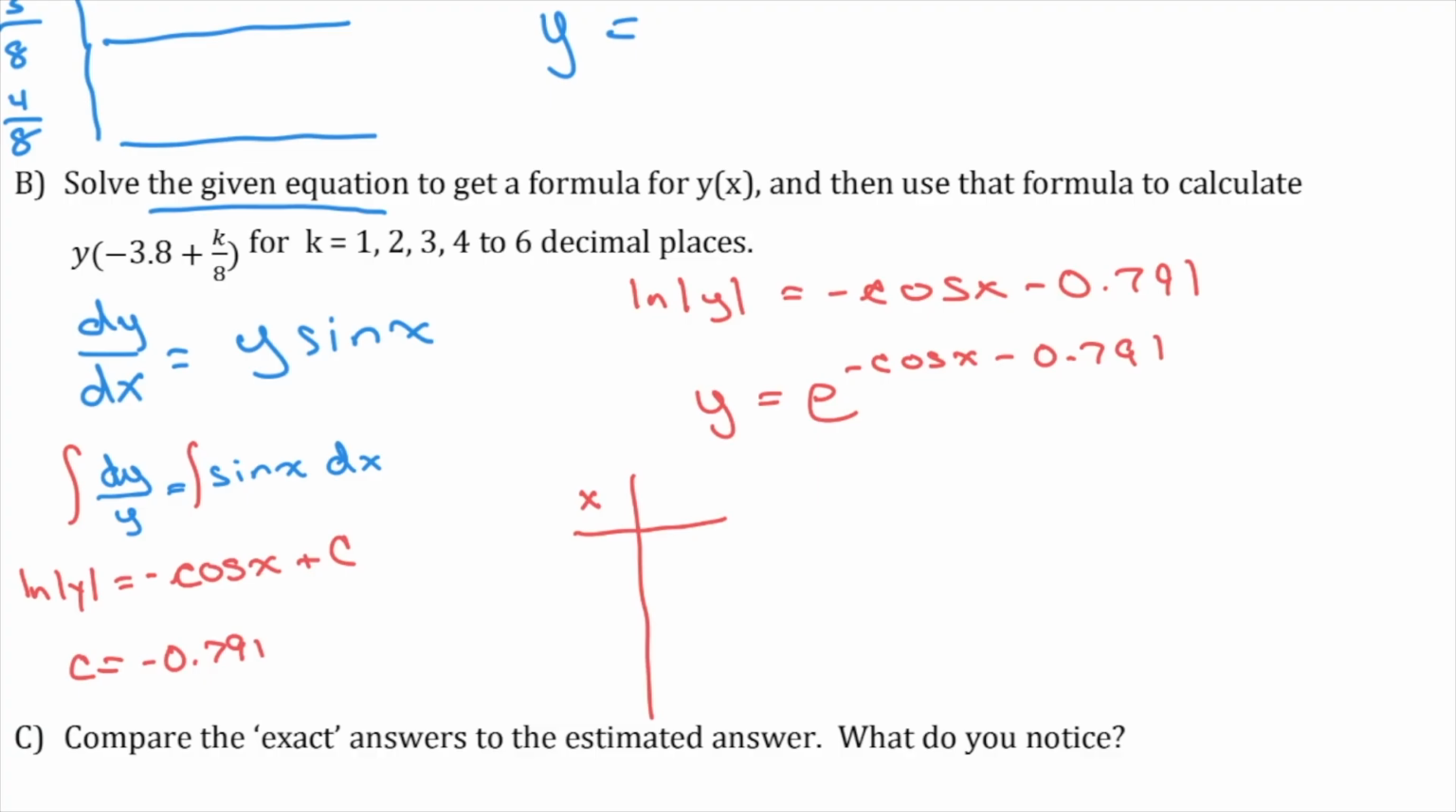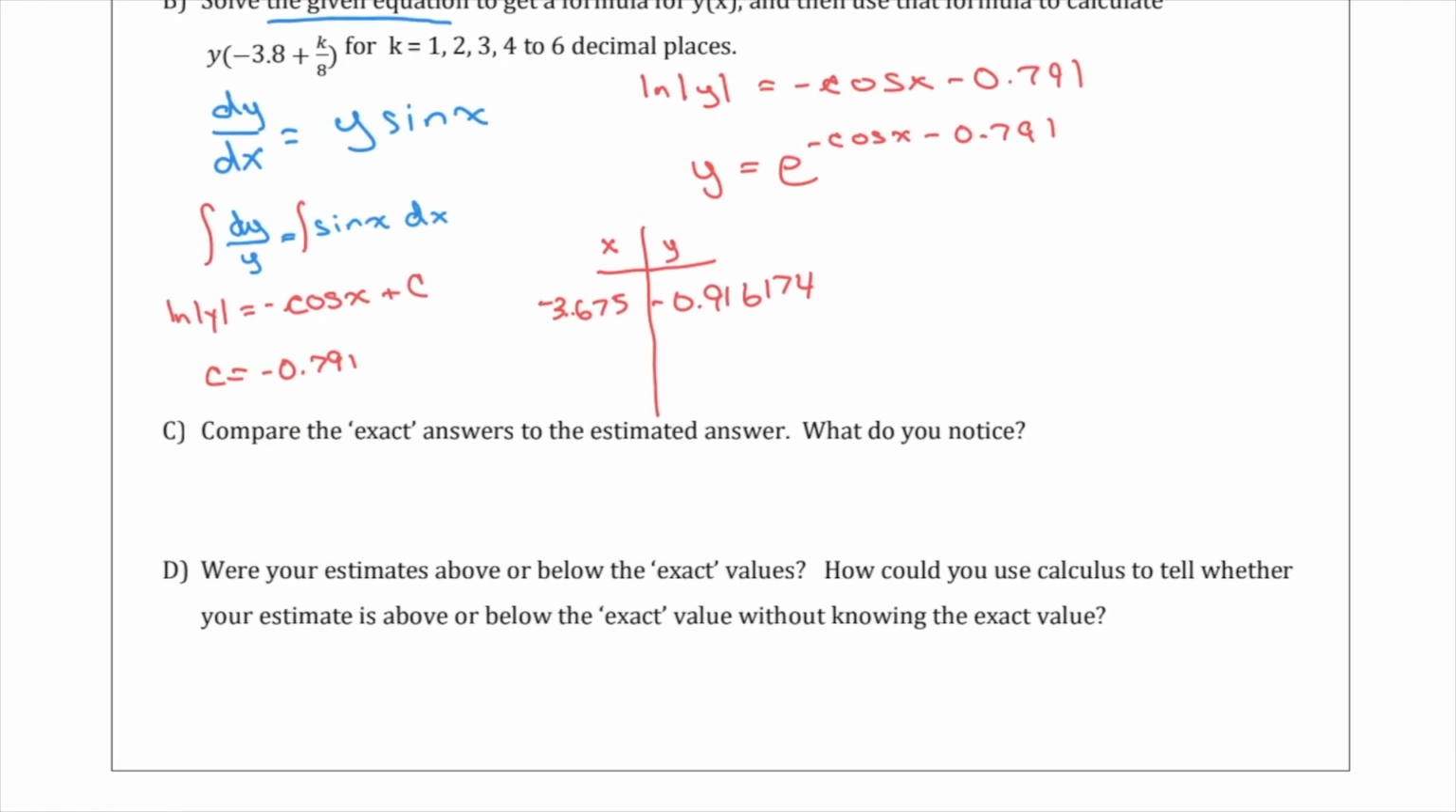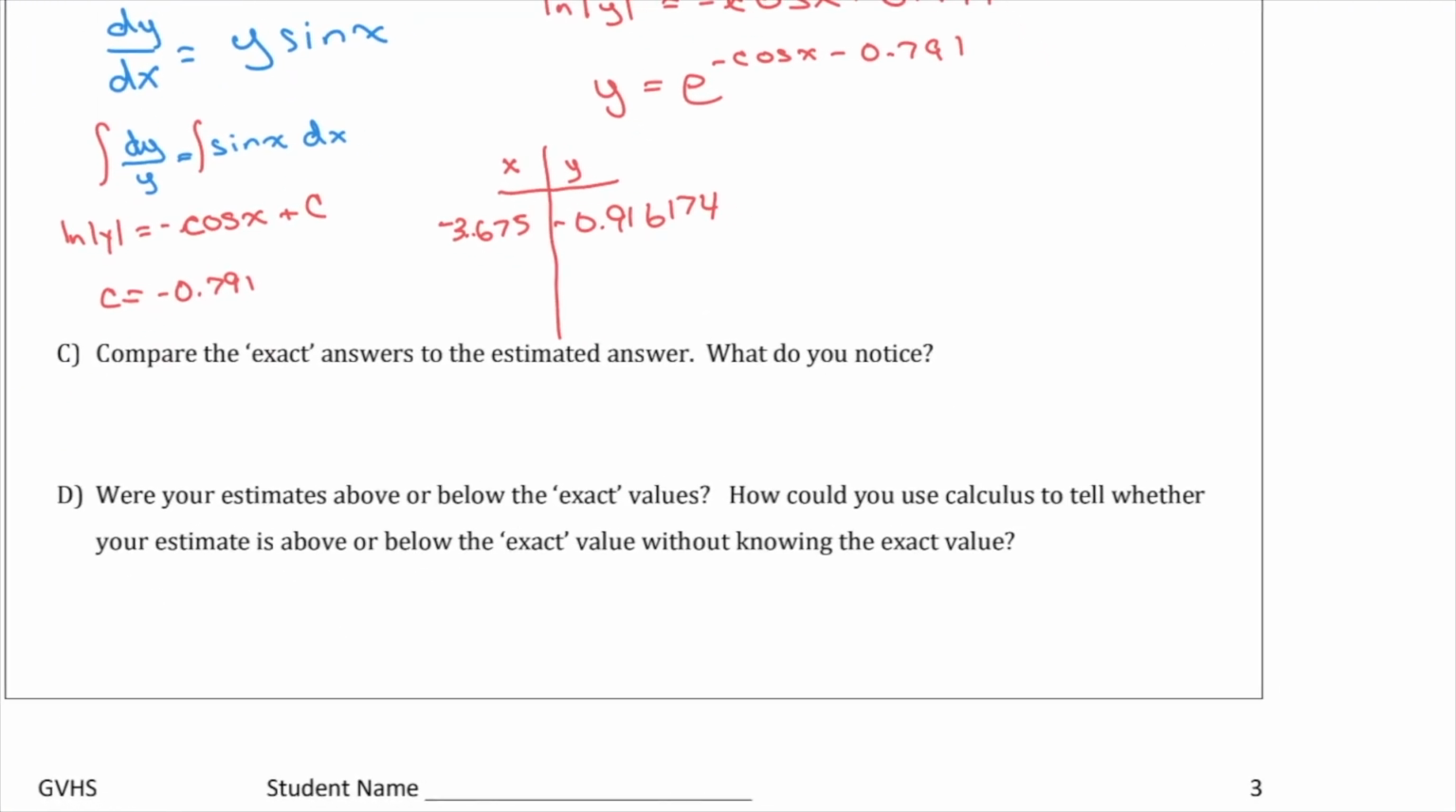After that, you can fill in your values for x so that you can do a comparison. So for example, when we have x is equal to negative 3.675, or when k is equal to 1, your value for y is negative 0.916174. So you should be able to fill in the rest of the x values to get your y values. So after you do that, compare the exact answer to your estimated answer. Write down what you notice. Were the estimates above or below these exact values?